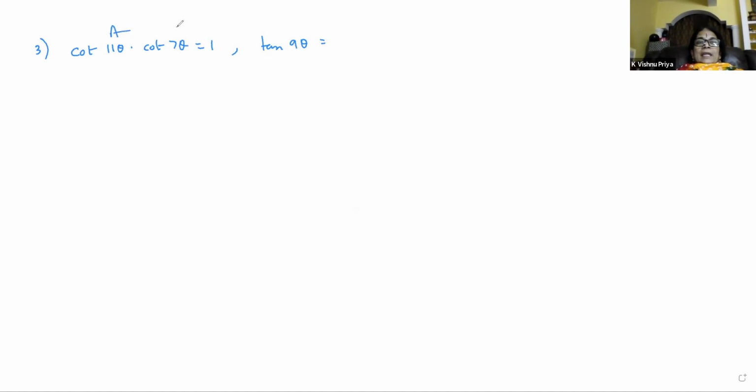So when cot A, cot B is 1, what does it mean? A plus B must be equal to 90 degrees. That means 18 theta must be equal to 90 degrees, or theta must be equal to 90 degrees by 18. What does it mean? 18 fives are 90. So theta is 5 degrees.